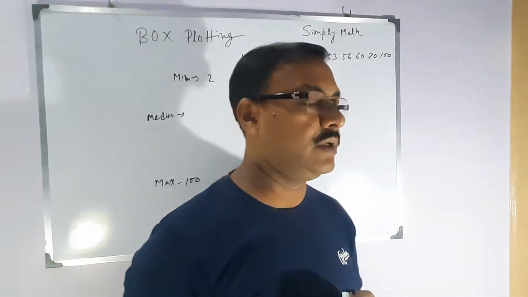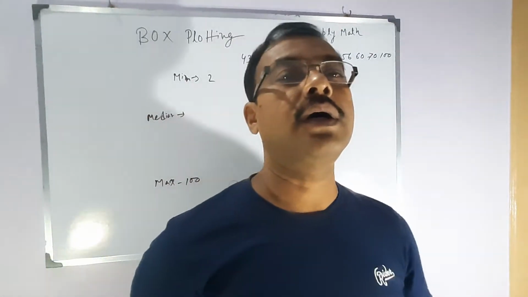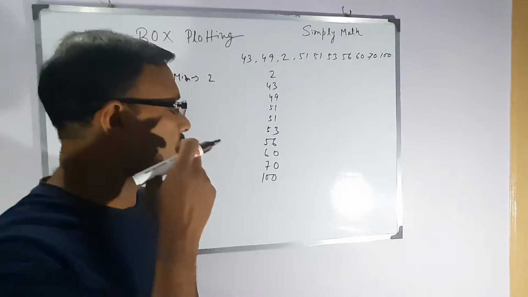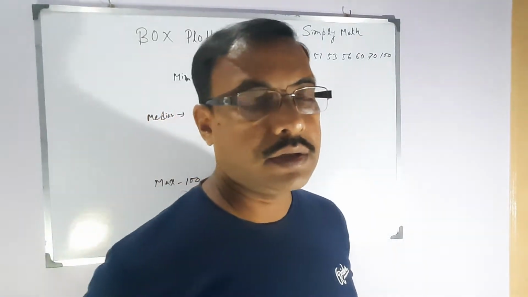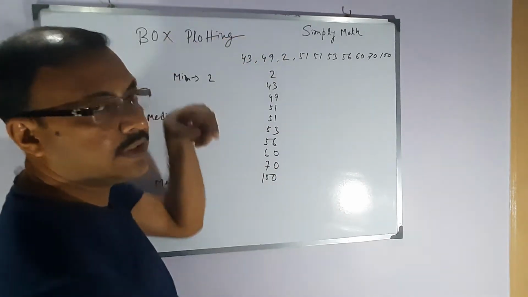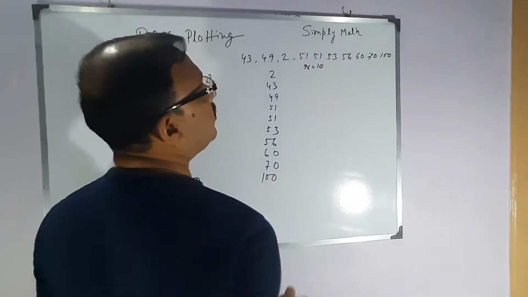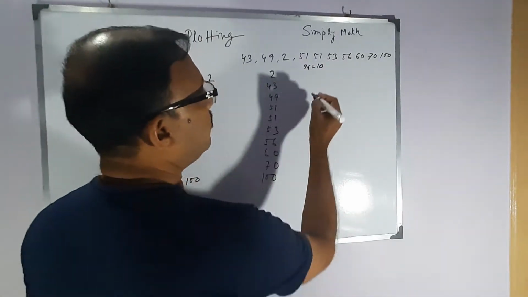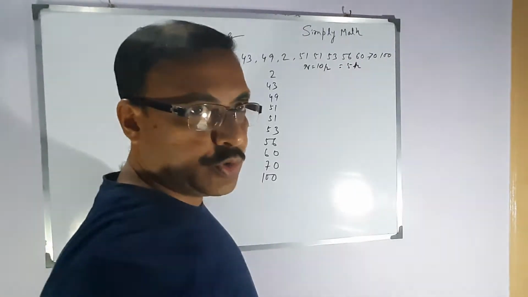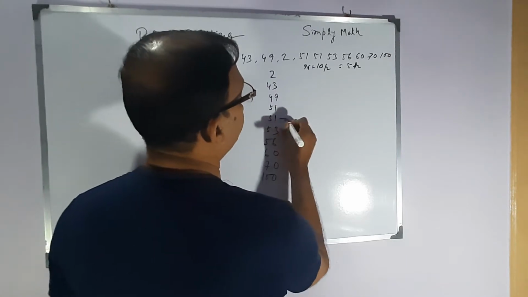This is an even number. So what will be the formula of the median? If it is an even number data set, then n is equal to 10, my number set is 10. So we divide by 2. What will we get? 5. So we will take the 5th position value, right? So 1, 2, 3, 4, 5. This is my 5th position value.